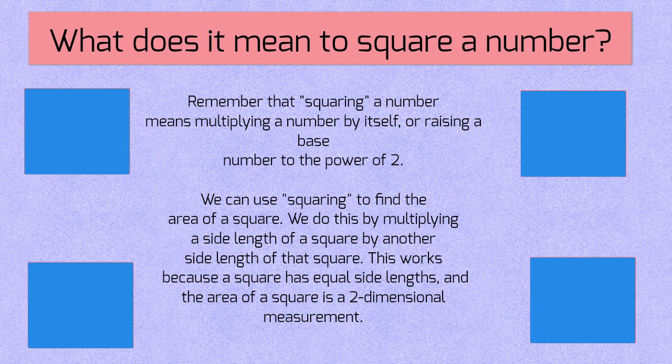Okay, to recap, remember that squaring a number means multiplying a number by itself or raising a base number to the power of 2, same thing. We can use squaring to find the area of a square. We do this by multiplying a side length of a square by another side length of that same square. This works because a square has equal side lengths and the area of a square is a 2-dimensional measurement.